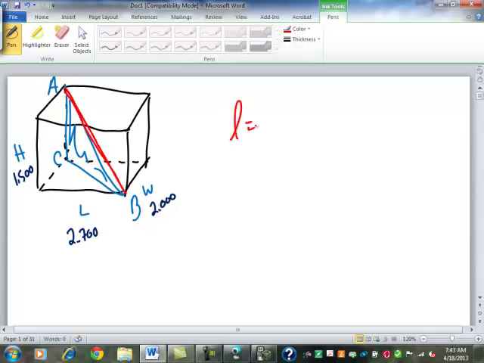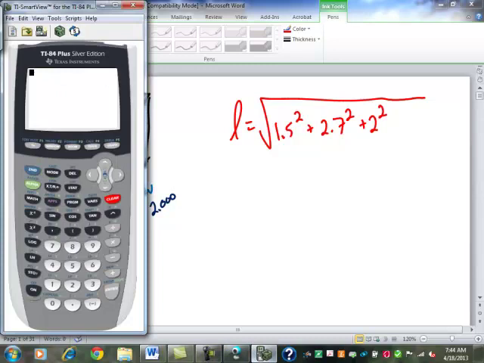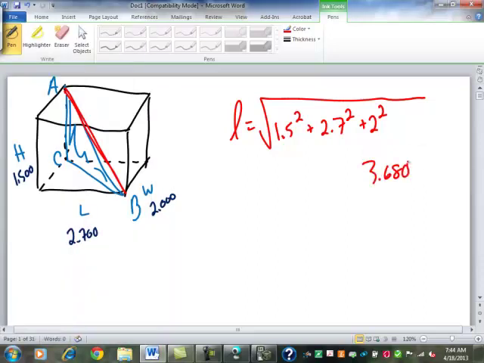Well, that length is going to be the square root of 1.5 squared plus 2.7 squared plus 2 squared. Which gives us 3.6796, so 3.680 inches. That's the length.